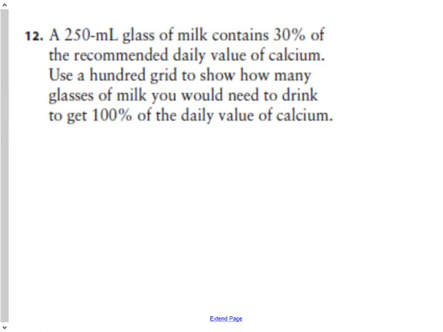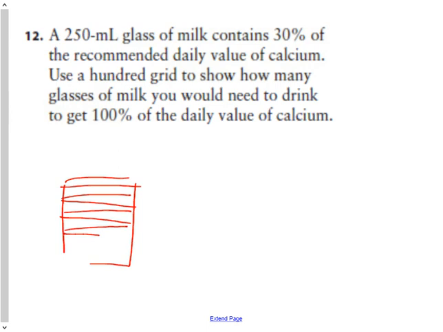Question 12 says a 250 ml glass of milk contains 30% of the recommended daily value of calcium. Using a hundreds grid, show how many glasses of milk you would need to drink to get 100% of your daily value. So if you drank, I'll just draw it, 9 lines and shade in 3 of them. If this was a glass of milk, it would contain this percent of the amount of calcium you need.